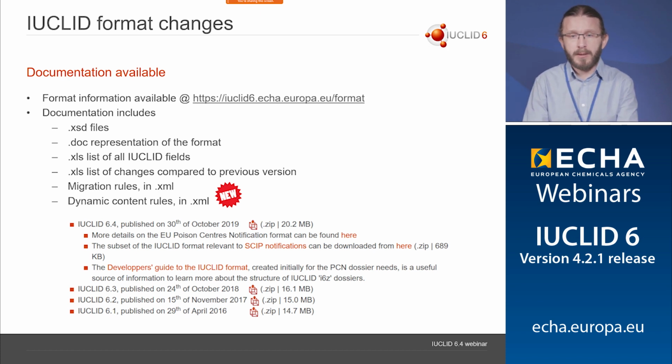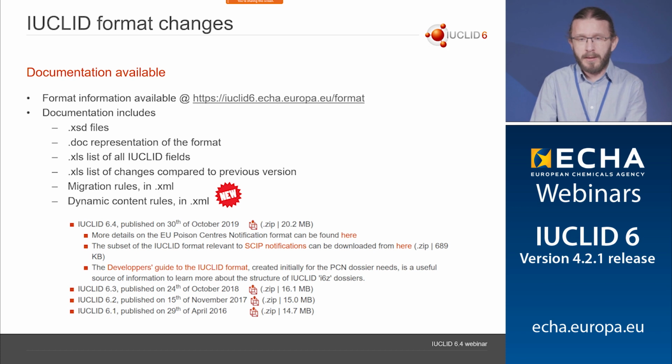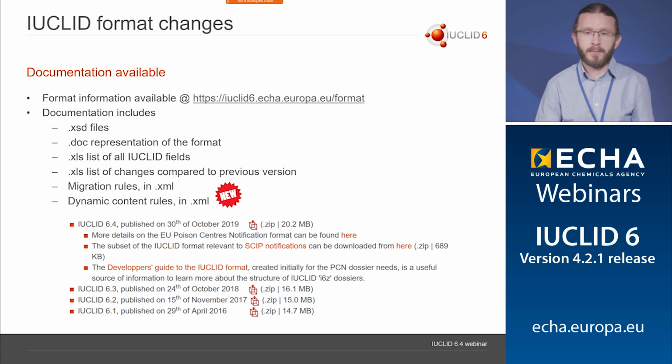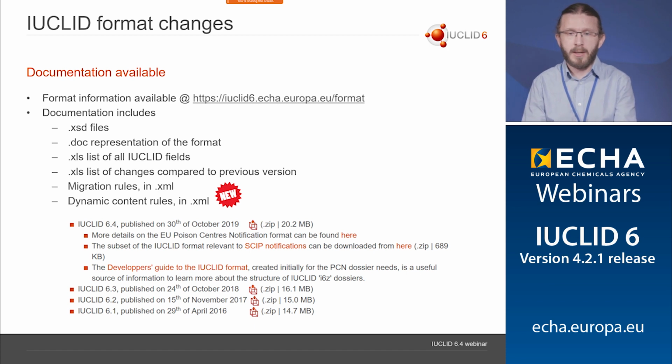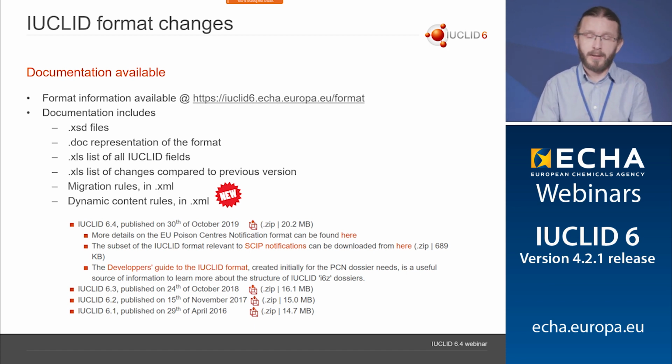What is new and what has been published on our website for this release is a set of migration rules in XML format. This is for developers to, for example, migrate information from EUCLID 6.3 and 6.4 if they are not using EUCLID. And it also contains some dynamic content rules specifications in XML format. And we will see in the next presentation by my colleague Mark how these dynamic content rules have been implemented in the web interface of EUCLID.